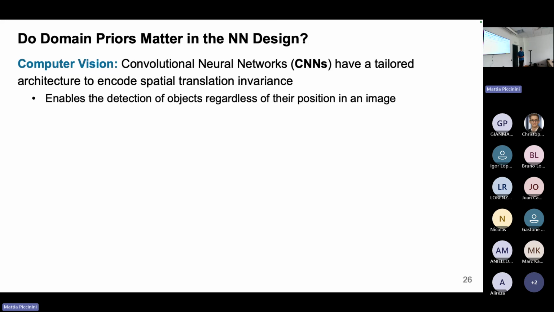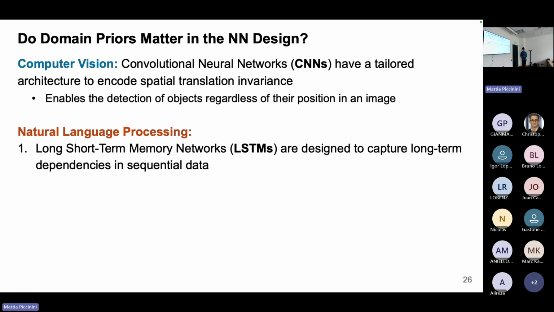So this is a form of domain prior, right? In an image, we want to have that. Okay, and in speech recognition or natural language processing, we have different types of architectures. For example, long short-term memory networks, LSTMs, also a very popular class. You may think these are general, but again, they are not super general.